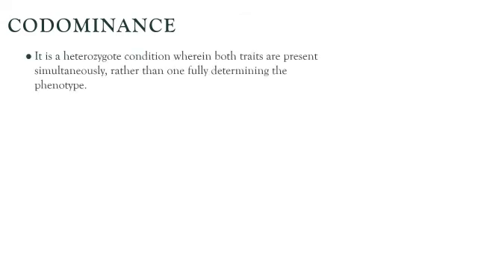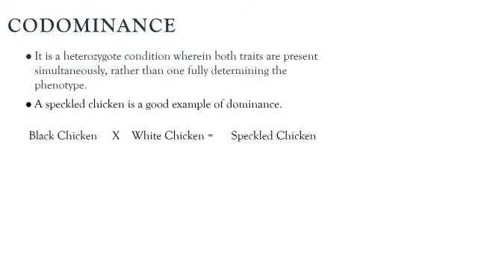There is another example of a non-Mendelian inheritance pattern. That is what we call codominance. What is codominance? It is a heterozygous condition wherein both traits are present simultaneously rather than one fully determining the phenotype. A speckled chicken is a good example of this codominance. Black chicken plus white chicken will produce speckled chicken. So how does it look?